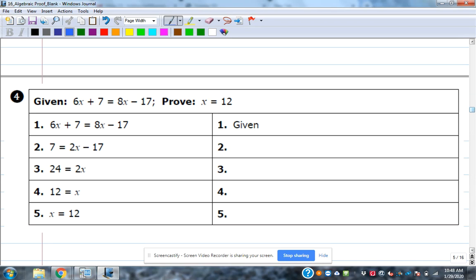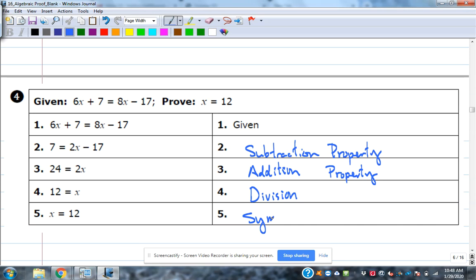subtraction property. So if you wanted to go through there, I'm just going to write it down. We already did it. Subtraction property, and then this would be addition property, and then the division property, and then symmetric. All right, easy enough.